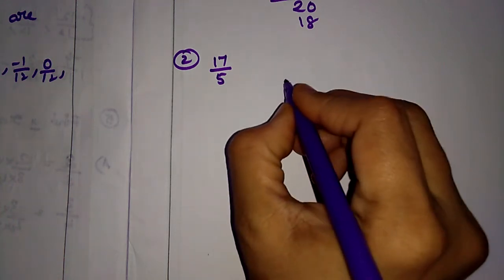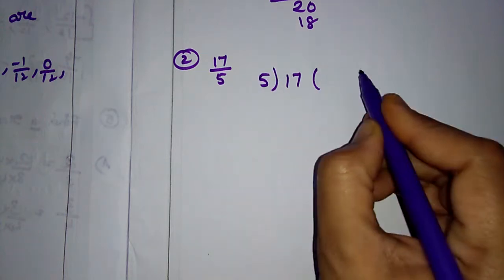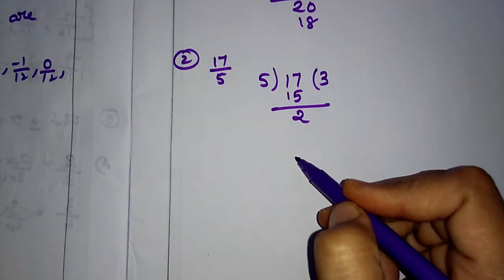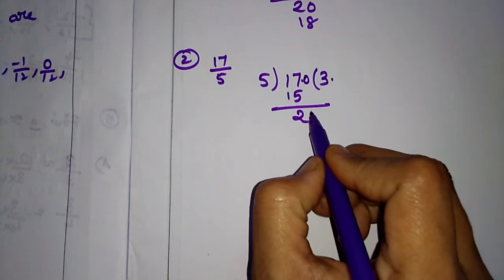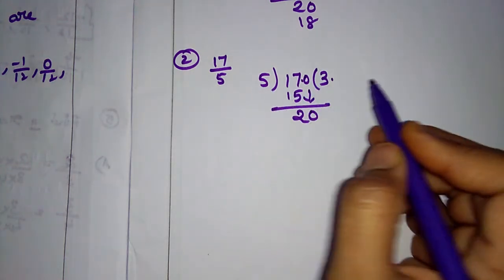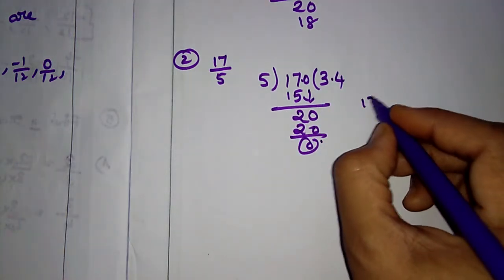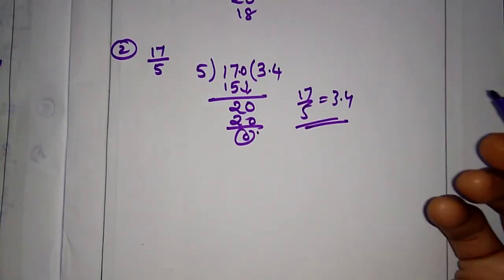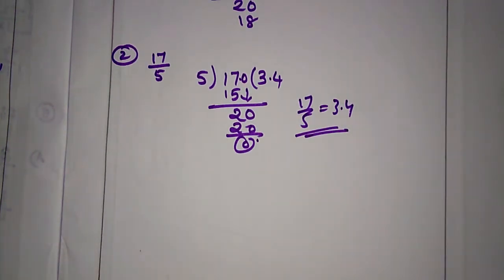See this example, children. 17 by 5 is in the form of a rational number. Divide this one. 5 3s are 15. Did you get 0 here? No. So put a point like this. You will bring a 0 down now. After getting 0, what happens, children? 5 4s are 20. You got a remainder 0. Directly you got it, so 17 by 5 is equal to 3.4. Normally we do these like this. You understood, children?